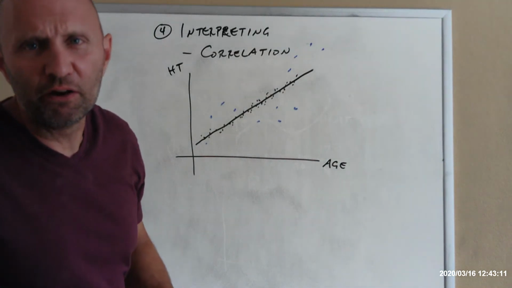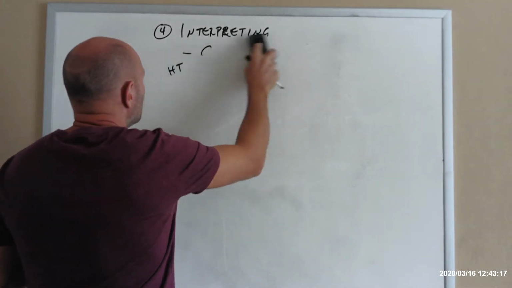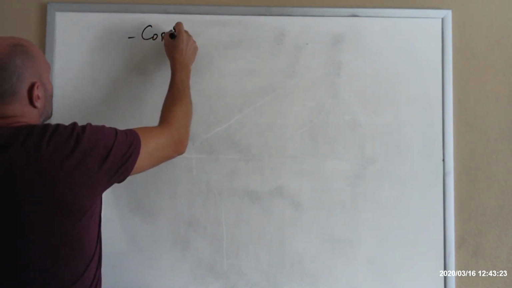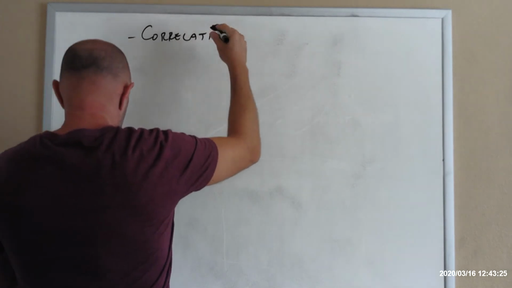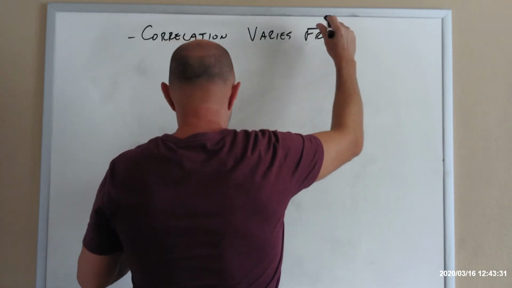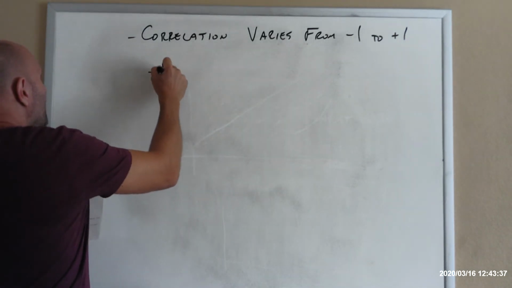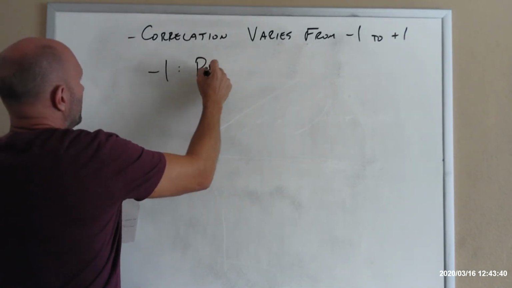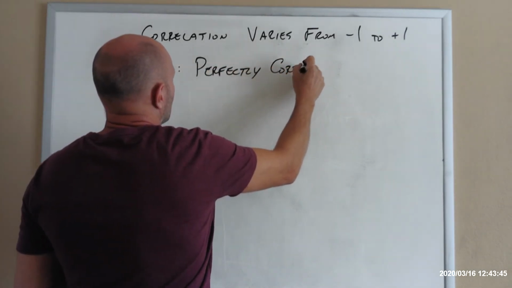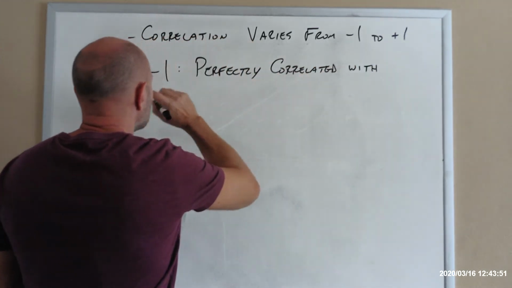And then the last little bit here, so a shorty video again for you guys. Last video was the long one. Again, that's the meat of the matter. But correlation varies from -1 to +1. -1 is perfectly correlated with negative slope.